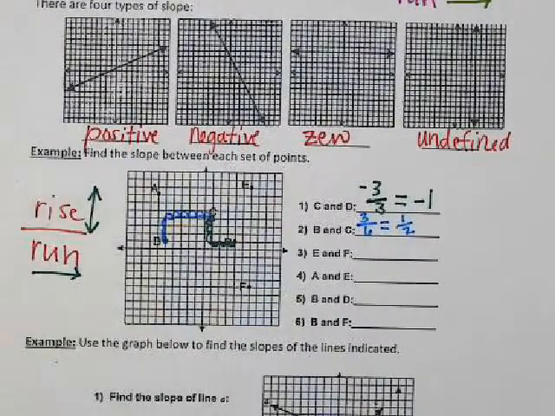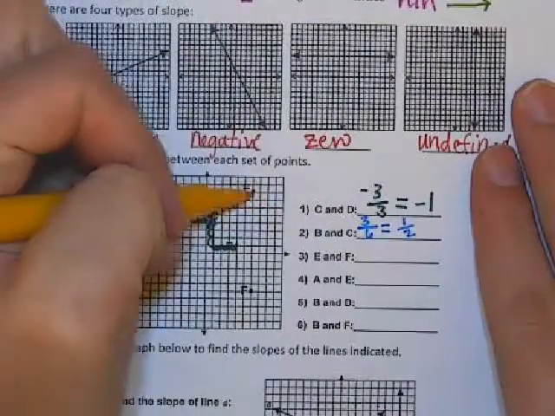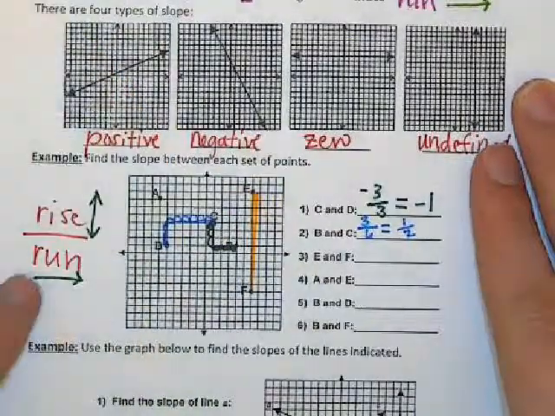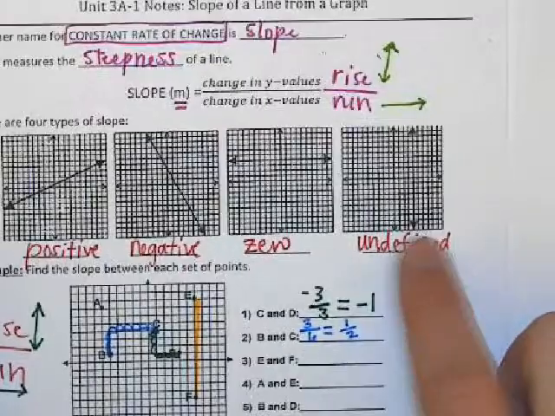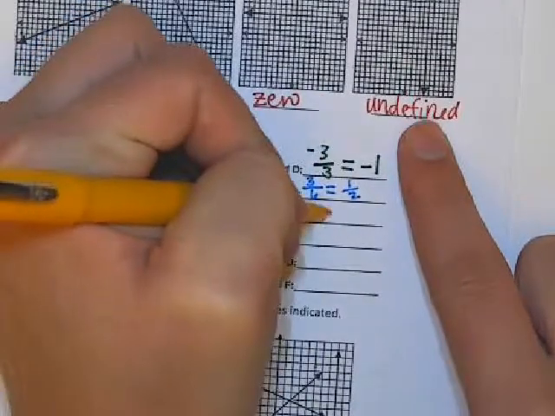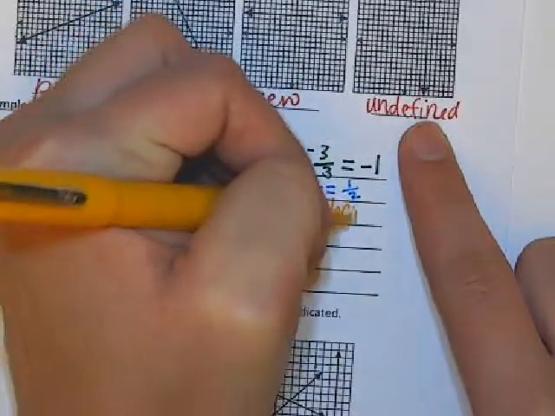Questions so far? Okay, E to F. Here's E and F. It is a straight line up and down, which would be an undefined slope. So I'm just going to write undefined.